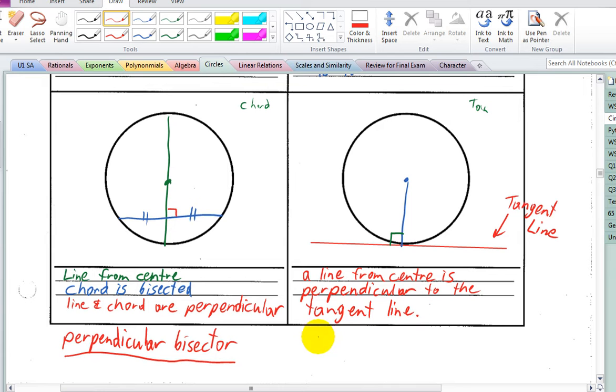And what we can do then is we can end up doing some Pythagoras with both of these. The only thing you're missing on your chord property is that sometimes you will have to draw the radius. So keep that in mind. Sometimes you will have to draw the radius.